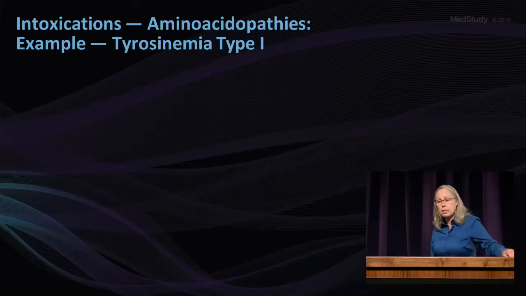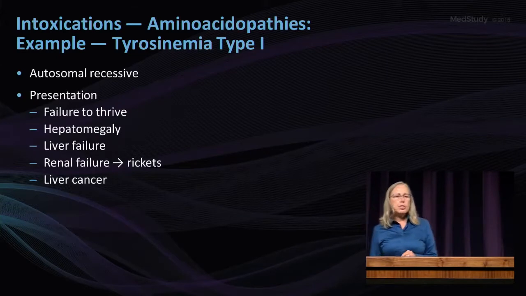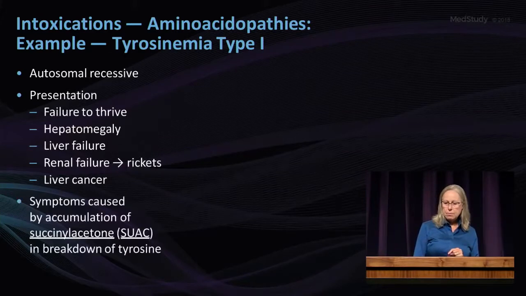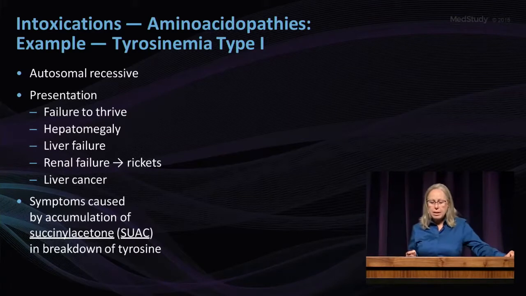All right, tyrosinemia type 1, autosomal recessive, presents with failure to thrive, a big liver, renal failure, and rickets, and liver cancer. The symptoms are due not to the high tyrosine, but downstream, it's making a compound called succinyl acetone, and that is poisonous to your liver and to your kidneys.